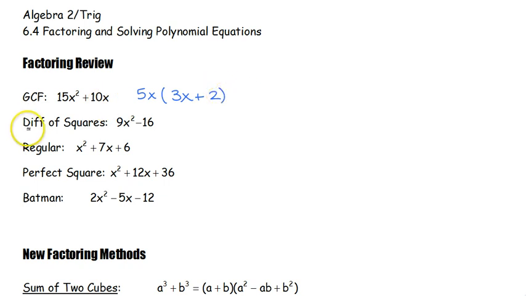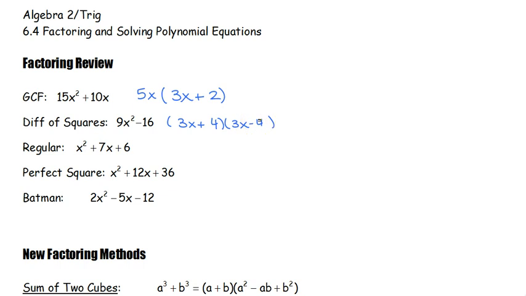If we have the difference of two squares, we've got two terms. Difference means we've got subtraction. We've got two perfect squares. 9 and 16 are both perfect squares. So we take the square root of 9x squared, that gives us 3x as our first piece. Take the square root of 16, we've got 4. And what gets that middle term to cancel is one's a plus, one is a minus.